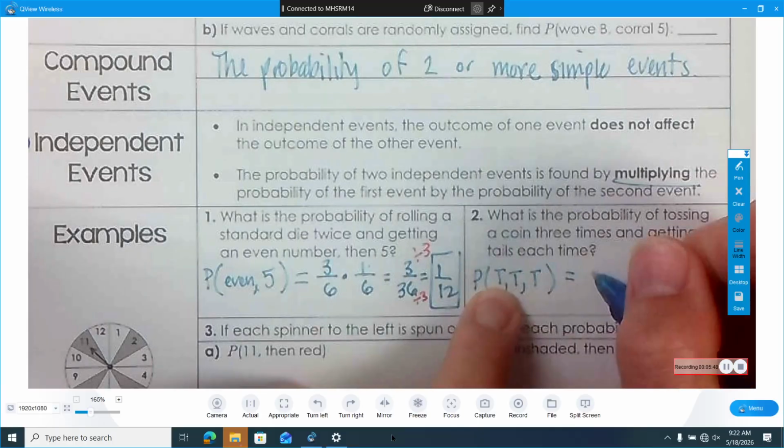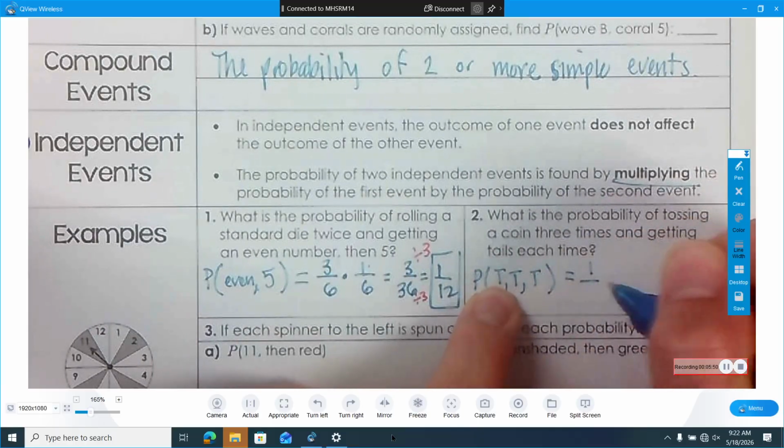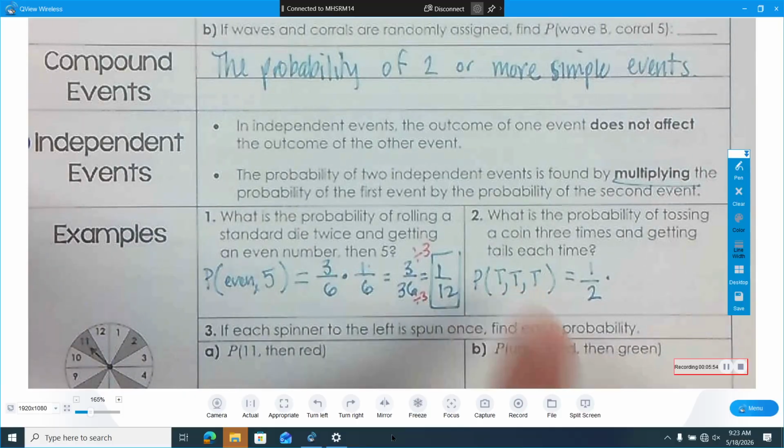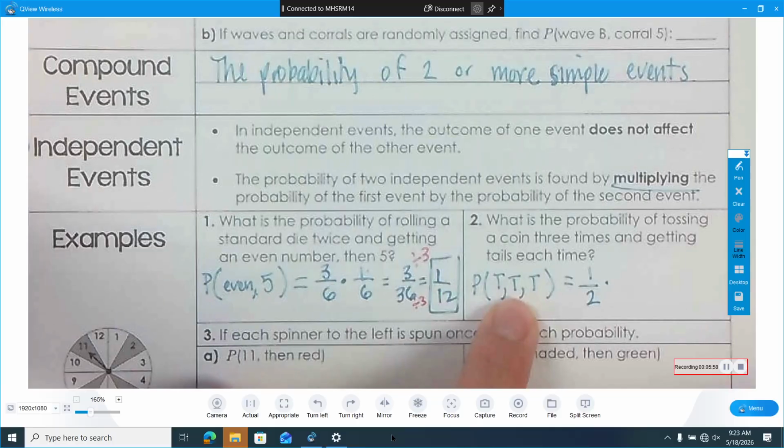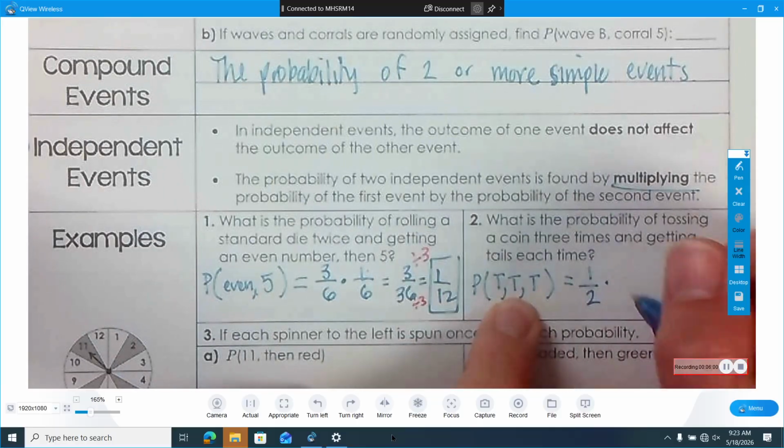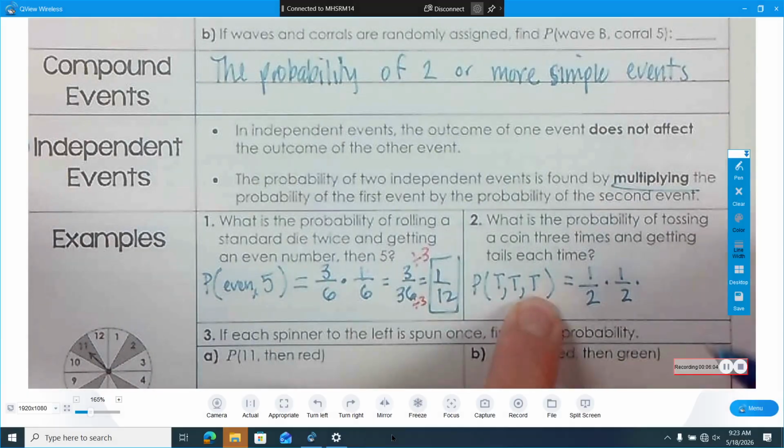One winner, the tails would be a winner out of 2 options there. And then for the middle one, I'm going to flip the same coin again. What's the probability of getting a tails? 1 out of 2. Again, a winner out of 2 options. And then the third, again, is a winner out of 2 options. And so what is that probability?